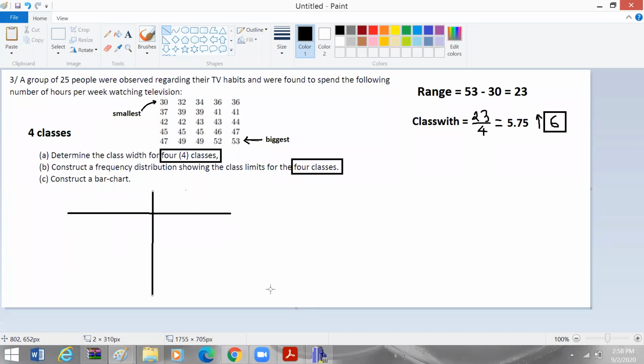The class width can never have a decimal? Never, because you don't want the class to start from 30 and then we add 5.75, which would be 35.75. That's weird. You want them to be whole numbers. You want to simplify things so that the reader can read it a lot easier. You try to make things easy for the reader to read your work. So it's always better to round off for the class width. You round up to 6 in this case.